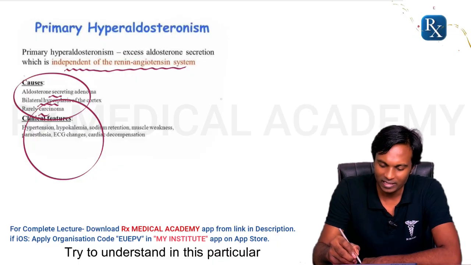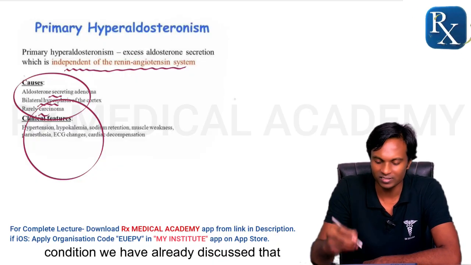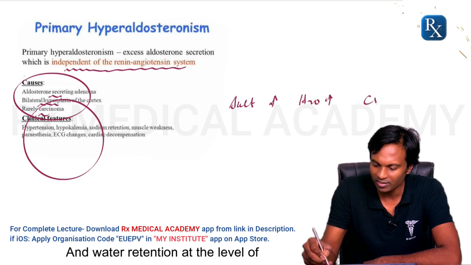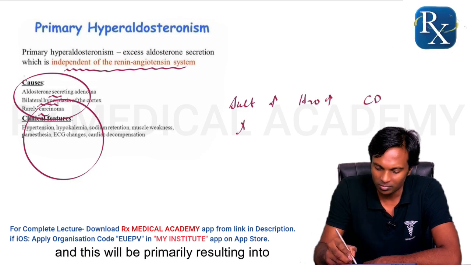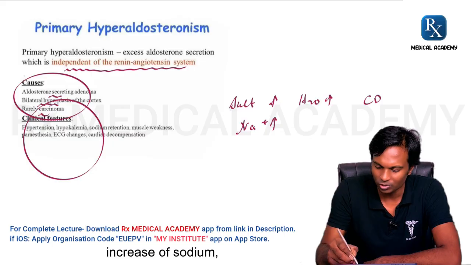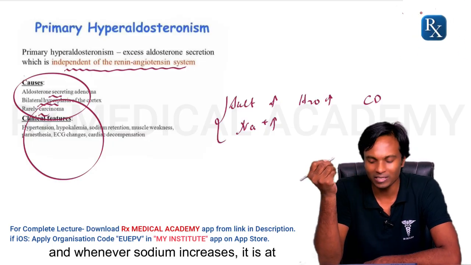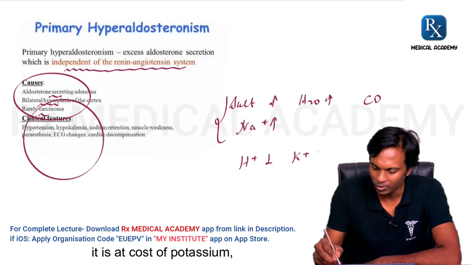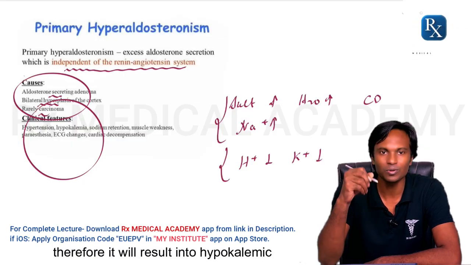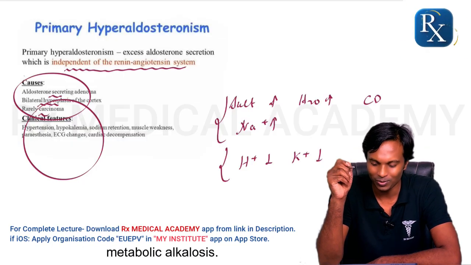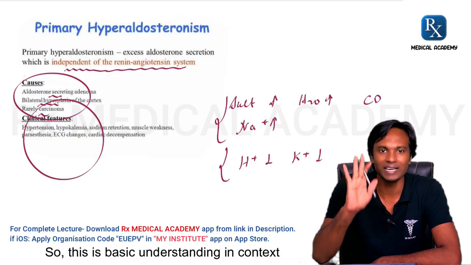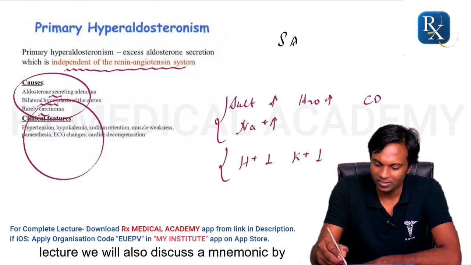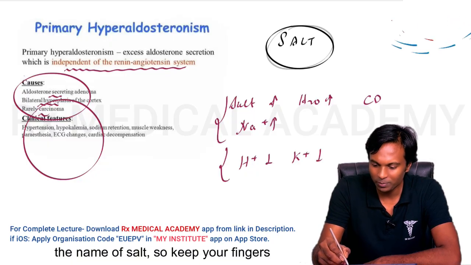Try to understand. In this particular condition, we have already discussed that there will be more of salt and water retention at the level of collecting duct, and this will be primarily resulting into increase of sodium. And whenever sodium increases, it is at cost of hydrogen, it is at cost of potassium. Therefore it will result into hypokalemic metabolic alkalosis. So this is basic understanding in context of your hyperaldosteronism, and in this lecture we will also discuss a mnemonic by the name of salt. So keep your fingers crossed.